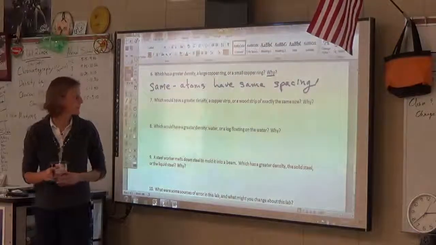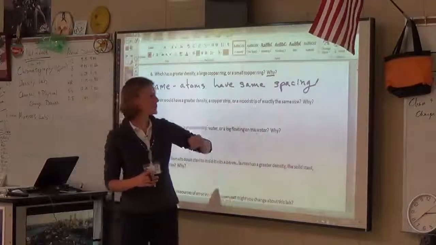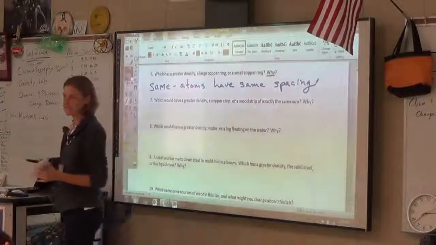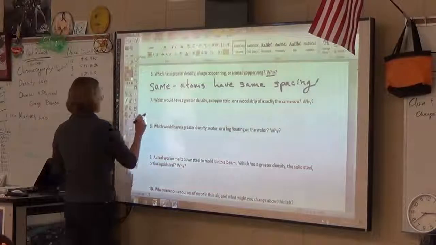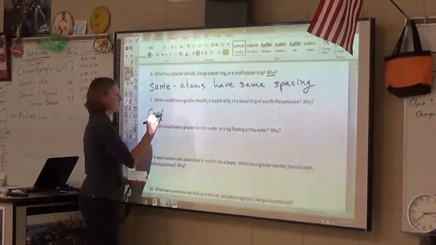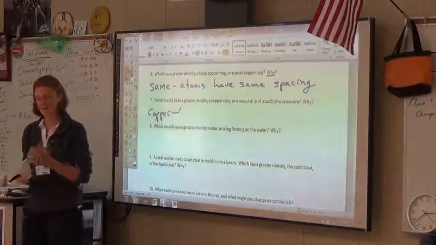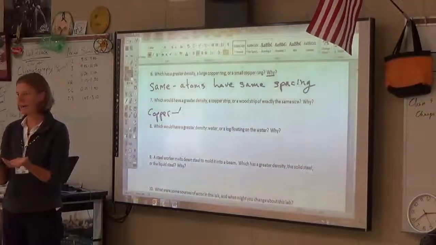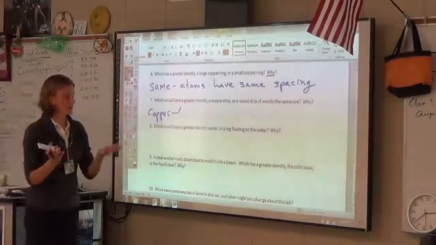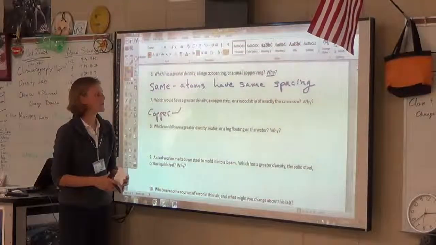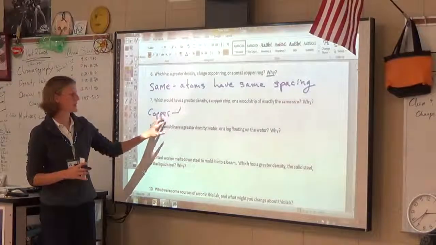Alexa, number 7. Which would have a greater density, a copper strip or a wood strip of exactly the same size? I think the copper strip. Correct. Why do you think that? I think the copper strip would be heavier. Very good. If they have the same size and it's mass divided by volume, taking out volume as a factor, the mass would win out. That ratio of mass divided by volume will be greater for the copper.